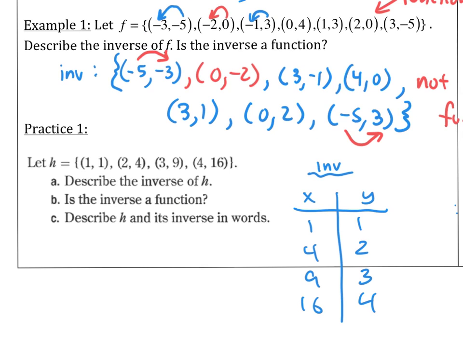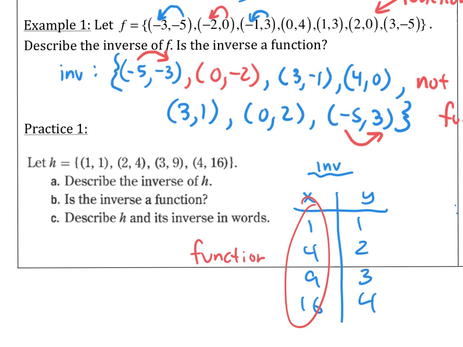So let's look at this one. I prefer the table because the table helps me to see whether or not it's a function. So this is the inverse, so hence I labeled it. The 1 maps to a 1, the 4 maps to a 2, the 9 maps to the 3, the 16 maps to the 4. Is this a function right here? Yes, it is, because look, there's no repeats, so automatically on the x, it's got to be a function there.